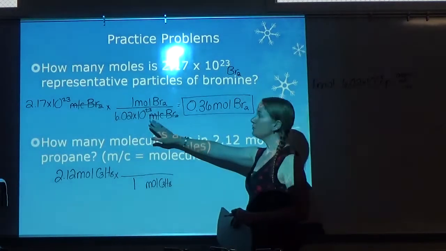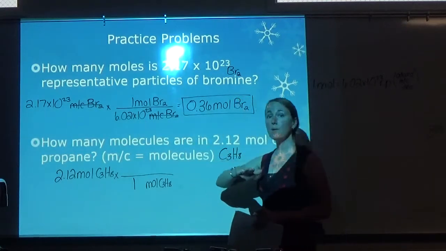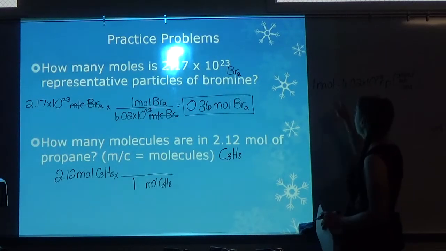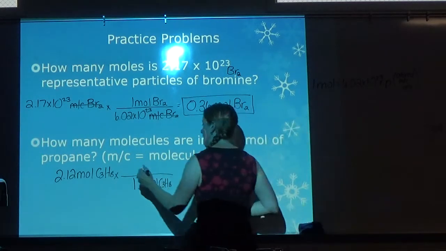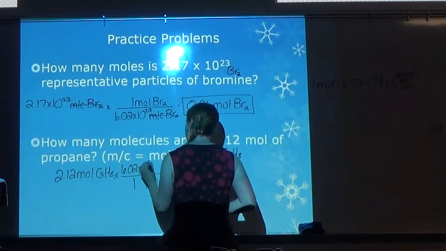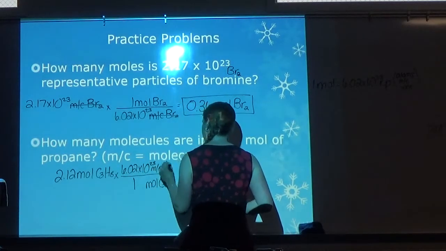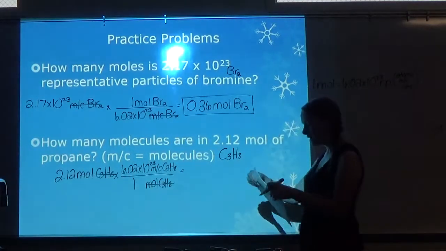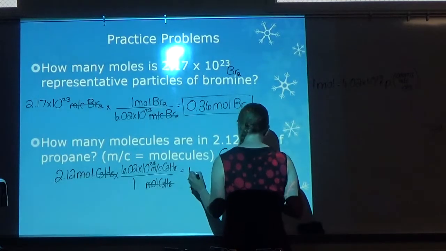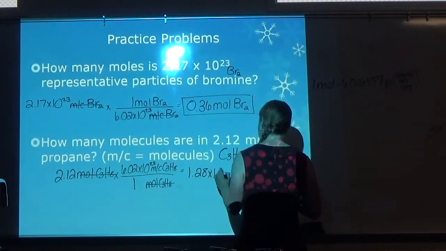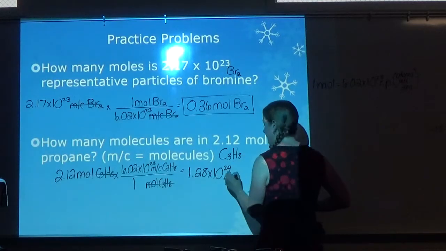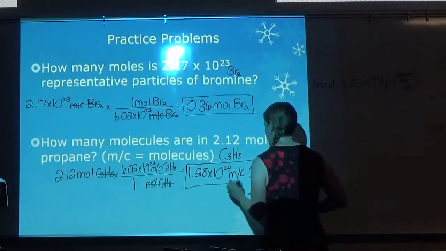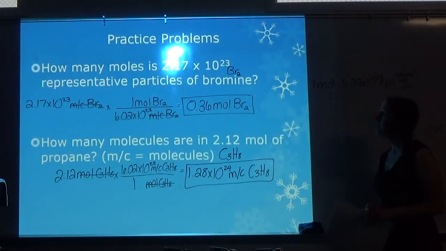Some of you, once you see me do 2 of them and you see me put the 6.02 on bottom, you're tempted to do the same thing. But remember, you always follow the golden rule. So 1 mole is 6.02 times 10 to the 23 molecules of propane. So my moles cancel. Since both my numbers are on top this time, I'm going to multiply, and I end up getting 1.28 times 10 to the 24. My unit is molecules, and my substance is the propane, which is C3H8, if you didn't already know that.